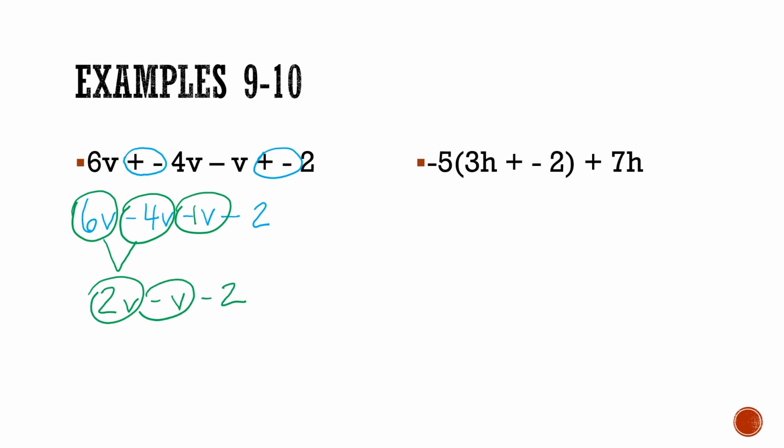So then we'll still have these two that are like terms. So 2v minus v is 2 minus 1, which is 1v. And we just write that with a v. No, we don't put that 1 in front of the variable. And then we bring down our 2. Or that could be written as negative 2 plus v.